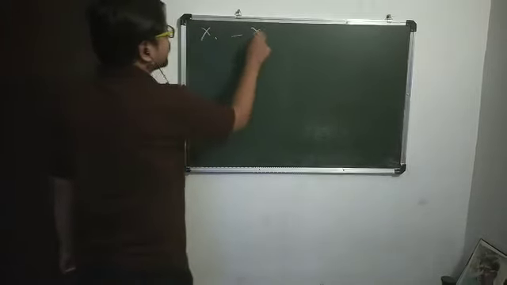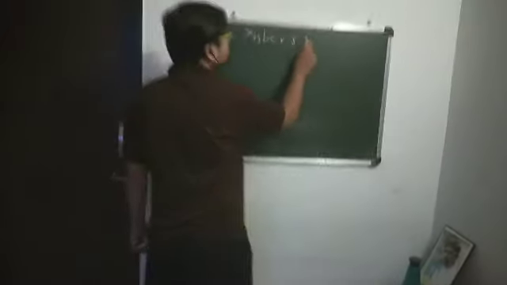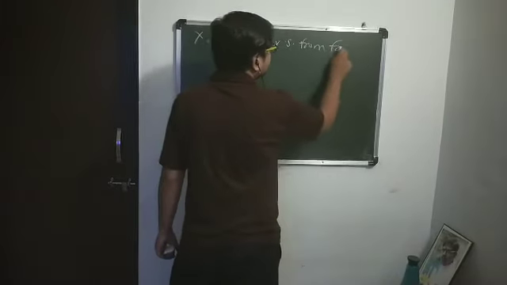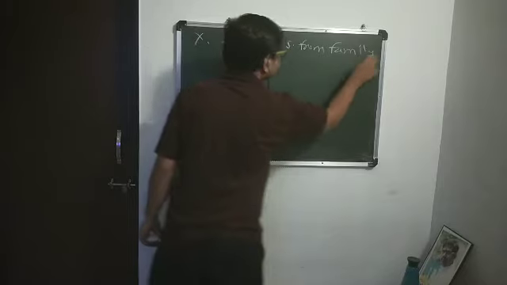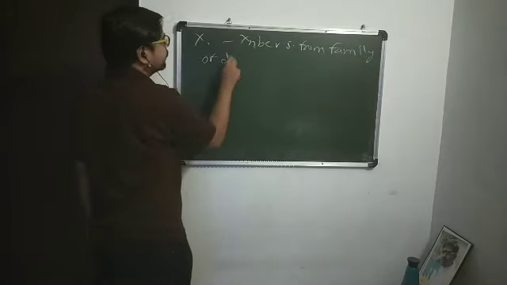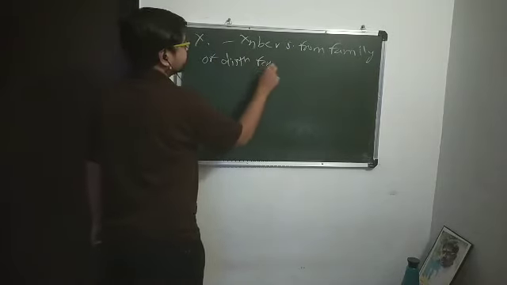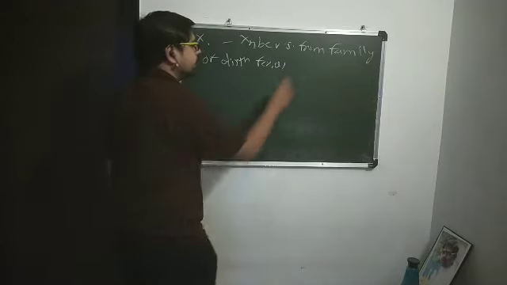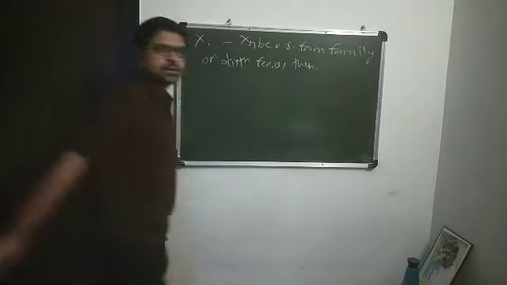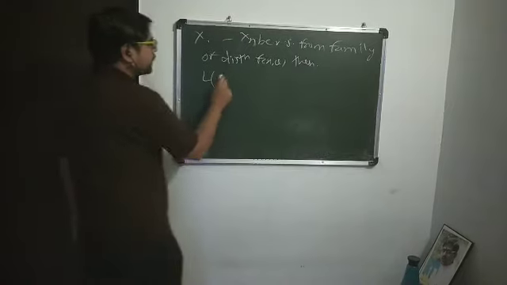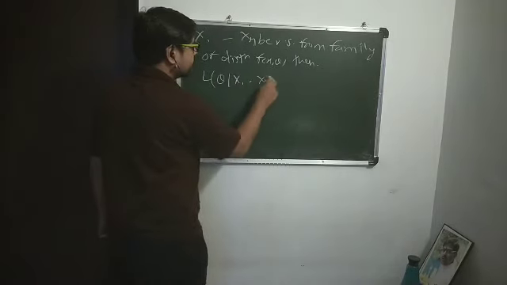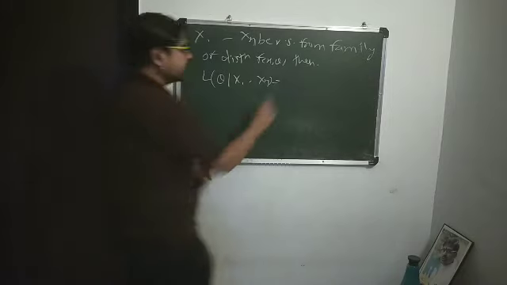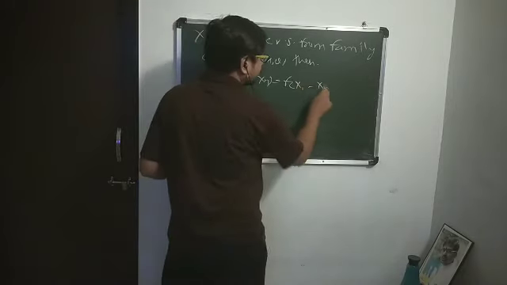Today we are going to see the likelihood function and its properties. So what is a likelihood function? The definition of the likelihood function is given by: if x1, x2, ..., xn is a random sample from a family of distributions f(x; theta), then the likelihood function of theta for given x1, x2, ..., xn is nothing but the joint distribution of x1, x2, ..., xn.